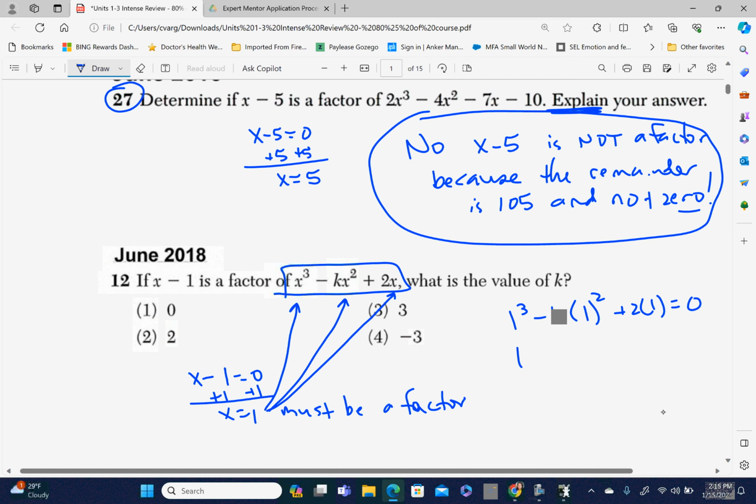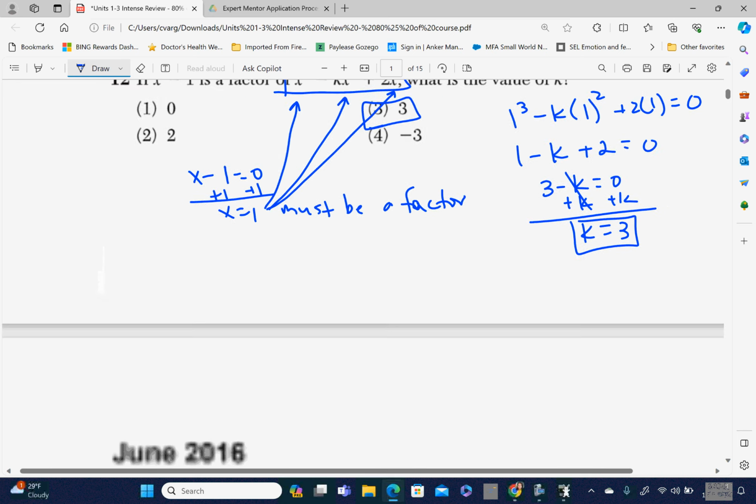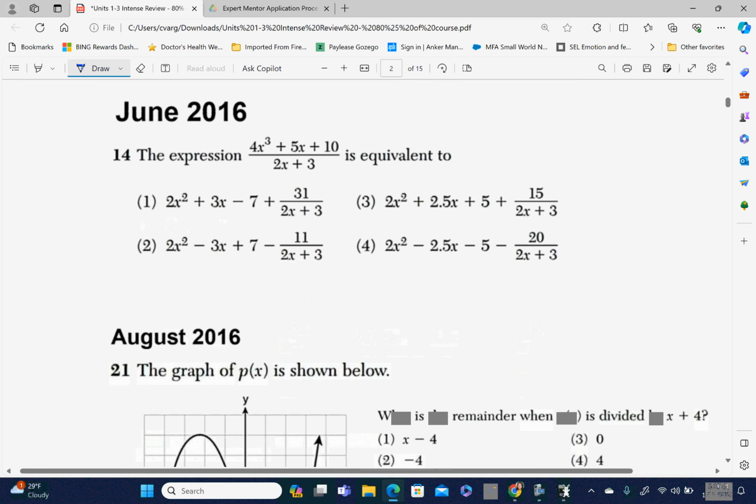And now I just need to evaluate this, right? 1 to the third is 1. 1 squared is also 1. So this is 1 minus k plus 2 times 1 is 2 is equal to 0. 1 plus 2 is 3 minus k equals 0. Add k to both sides because I want to get the k by itself, and I get k is equal to 3. Okay, boom. So my answer is choice 3. All right, we're doing good so far.